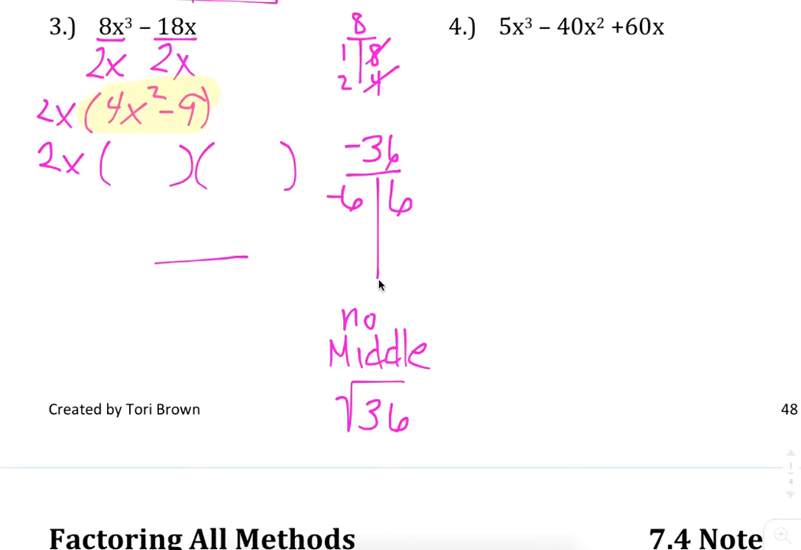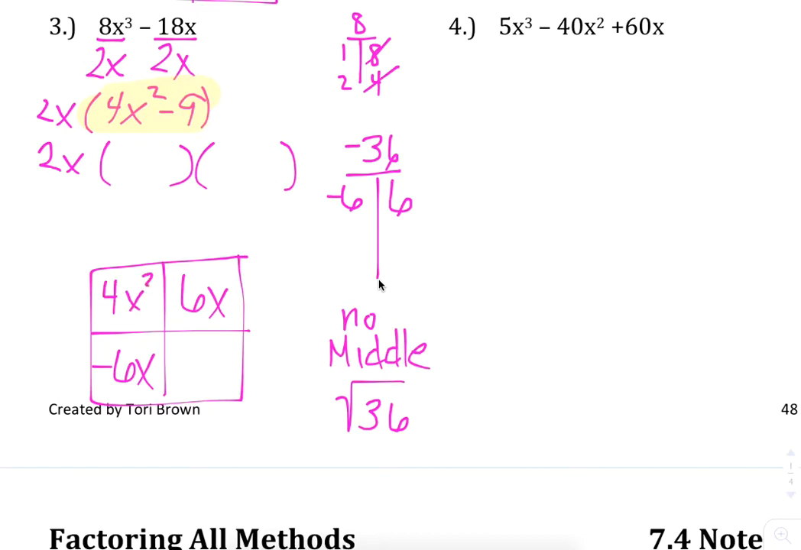Okay? Once I get my T-chart numbers, I'm going to move into the box. We have our negative 6x and our 6x. And I'm going back to the leftovers. My first term is 4x squared. My last term is negative 9. I'm in the yellow in the parentheses.